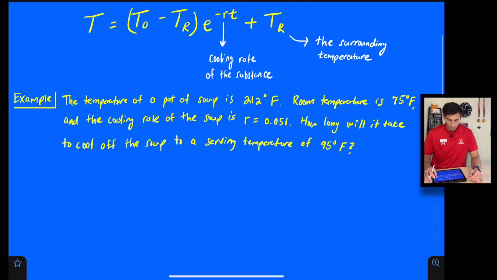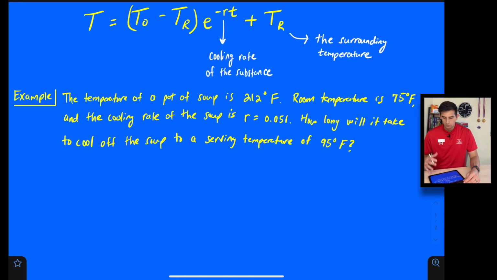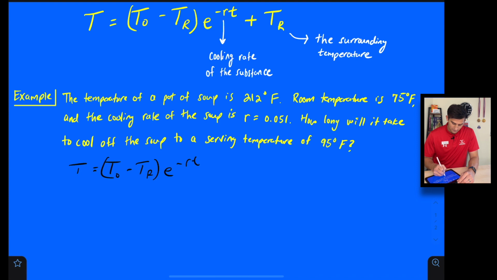Okay, so let's look at an example where we apply this formula, Newton's law of cooling. The temperature of a pot of soup is 212 degrees Fahrenheit. Room temperature is currently 75 degrees Fahrenheit. And the cooling rate of the soup is r equals 0.051. How long will it take to cool off the soup to a serving temperature of 95 degrees Fahrenheit? I'm just going to rewrite our equation here. T equals T sub O minus T sub R times e to the negative rt plus T sub R.